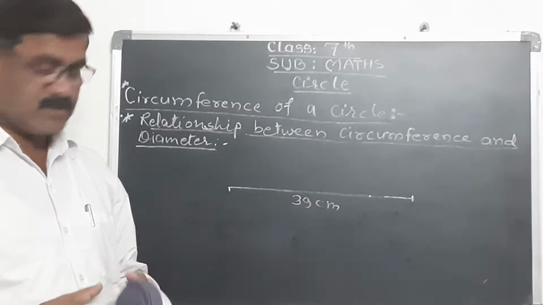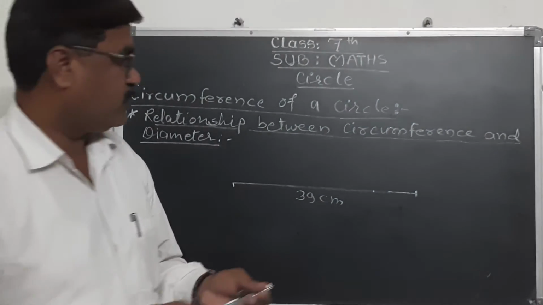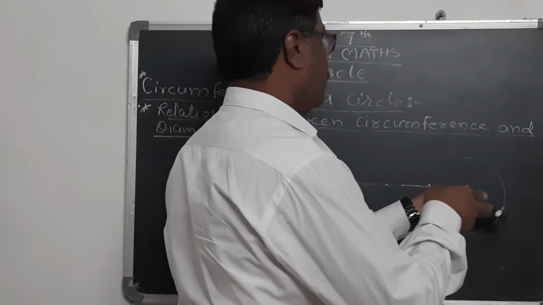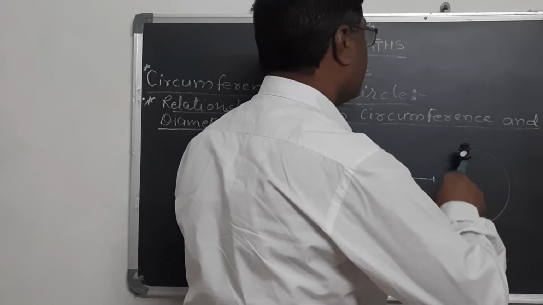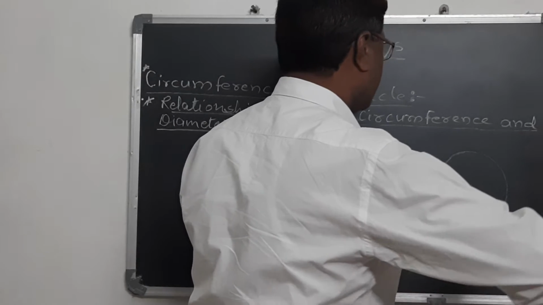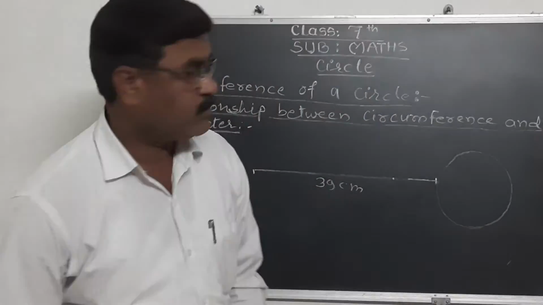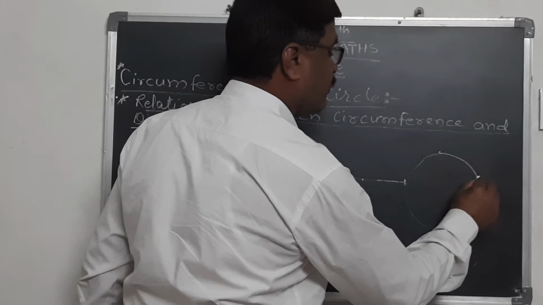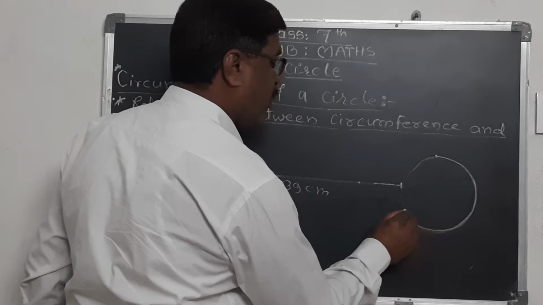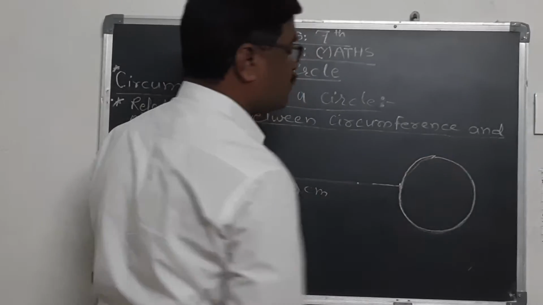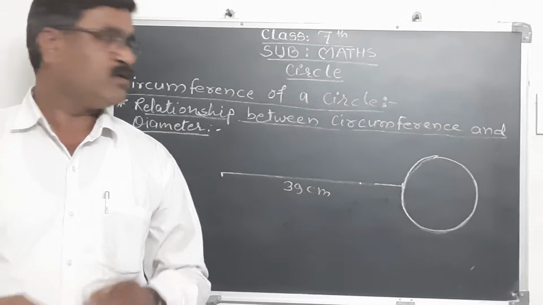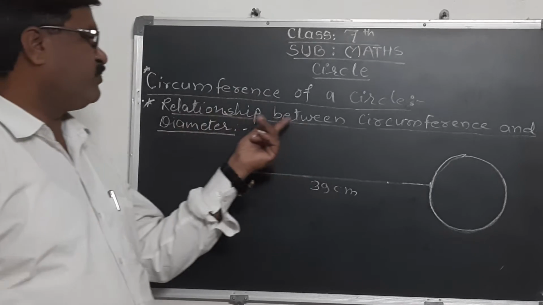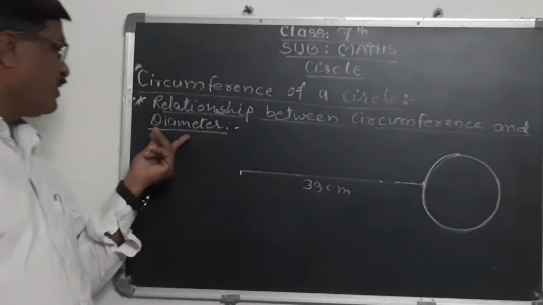Then what is meant by circumference? Suppose we take any circle in such a way, and the outer line of this circle, if we cut the circle from this one and measure the distance of this outer line of the circle, that is called the circumference, isn't it? You got what is meant by circumference? Okay, next we see the relationship between the circumference and diameter.